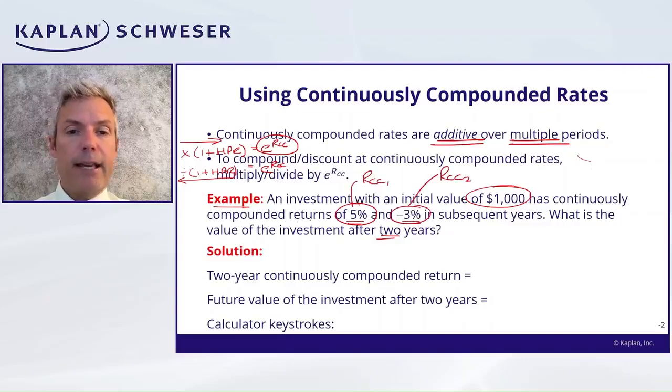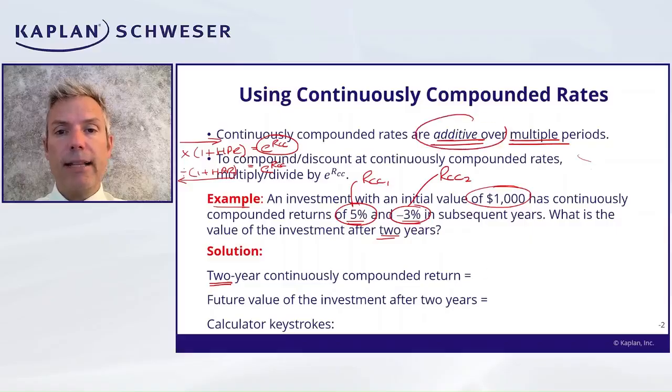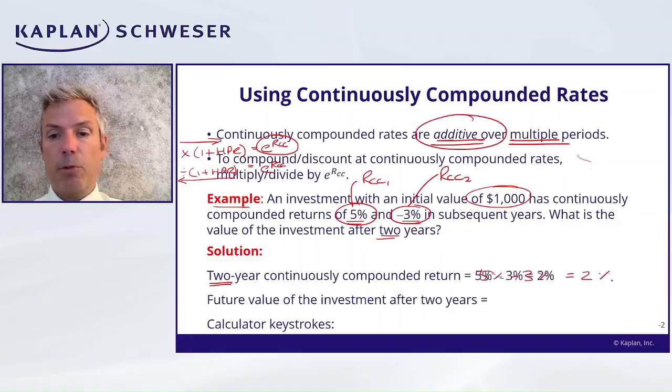What's neat is that to get the total cumulative 2-year return, you can just add them up. All right, so 5 plus 3 is 8. That's what it says underneath my writing. So that's nice and neat.